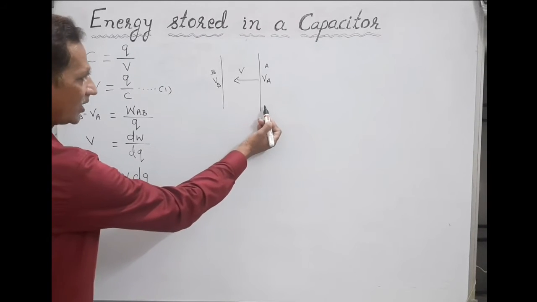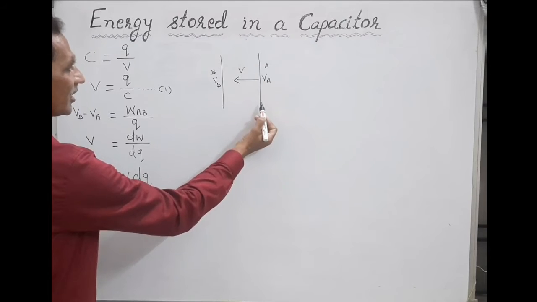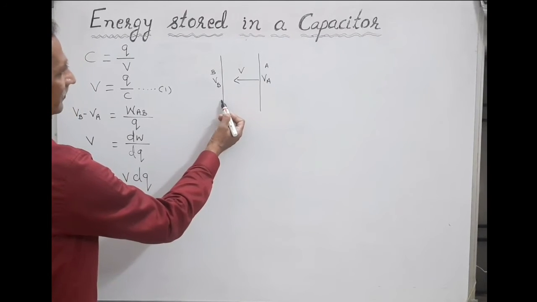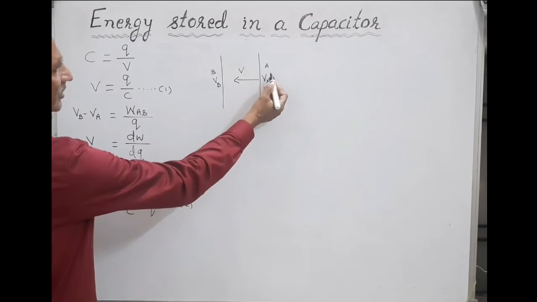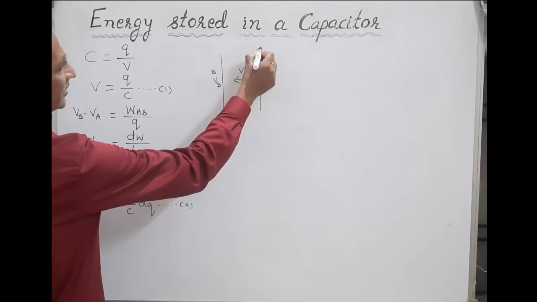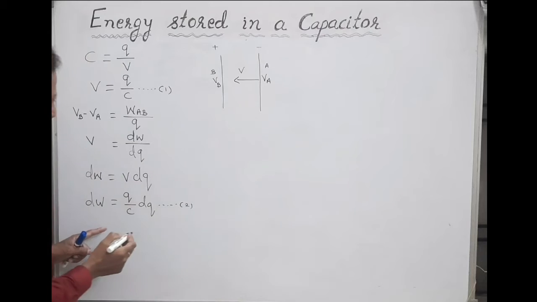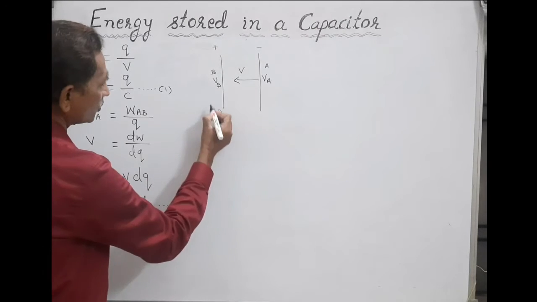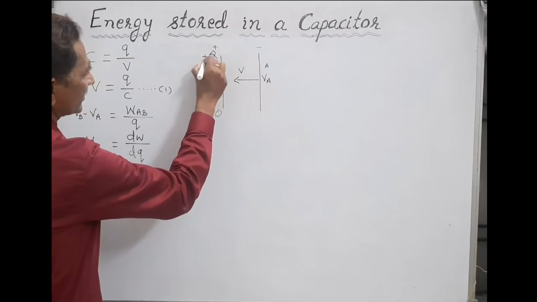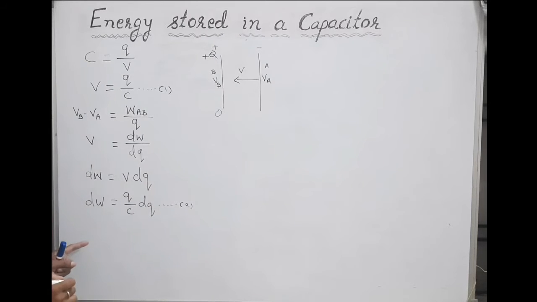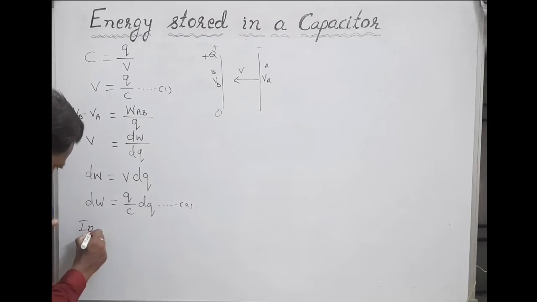Now we are continuously transferring the charges from this plate to this plate. Consider this is a negative plate and this is a positive plate, and the charges are transferring from 0 to plus q. That's why we have to integrate to get the maximum amount of charge on plate B. That is, integrating on both sides.